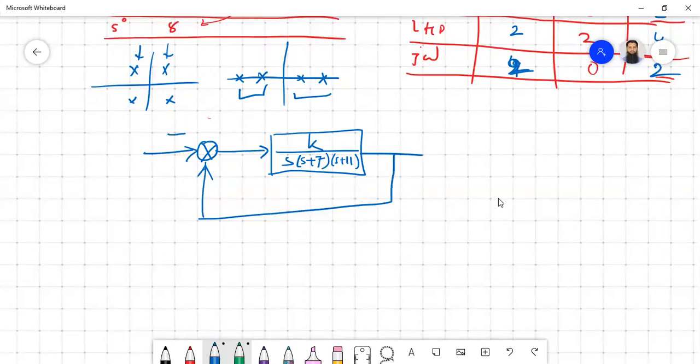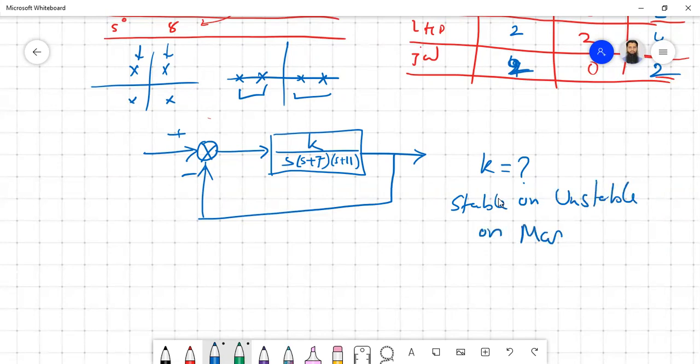Unity feedback system. Okay. Now this K is given and K is assumed to be positive, and we have to find out the ranges of K for which the system is stable or unstable or marginally stable. Okay, so basically all the poles in the left of plane, the right of plane, or the poles on the imaginary axis. So let us look at this particular case.